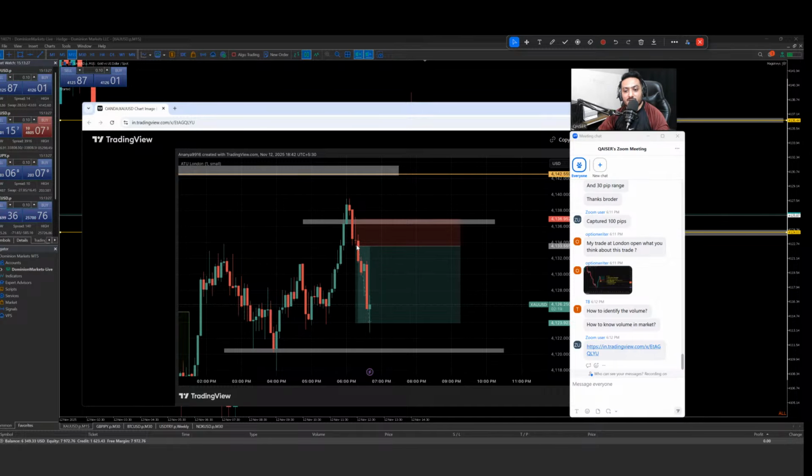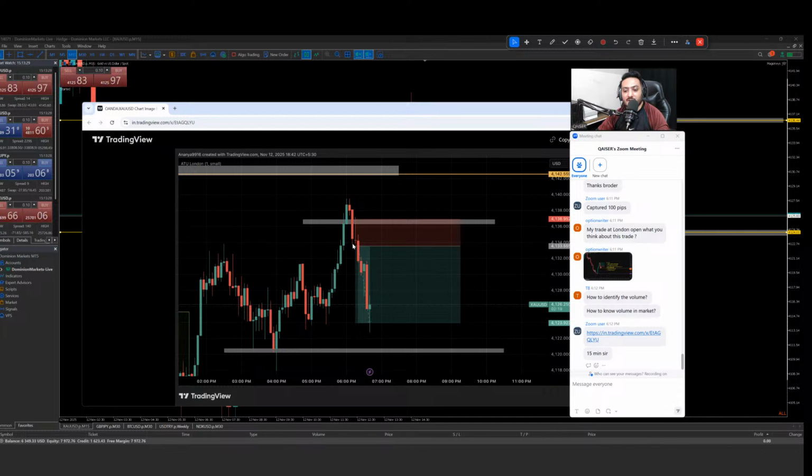Why did you execute it here? Is it 50 minute, 30 minute? 50 minute. Oh, that makes sense. This can just close with a small body. Next can create a wick and break this low, and also it's an impulse entry.